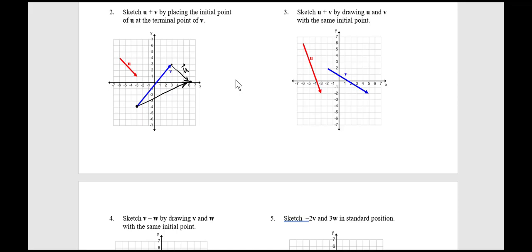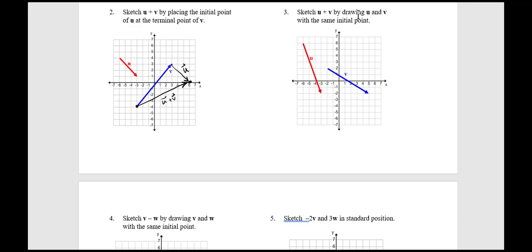There we go. That is the sum u plus v. It's important to notice the difference matters which order you do it in, but a sum doesn't matter. Parallelogram method or triangle method would give you the same vector when you add vectors if you do u plus v or v plus u. So I added those here.